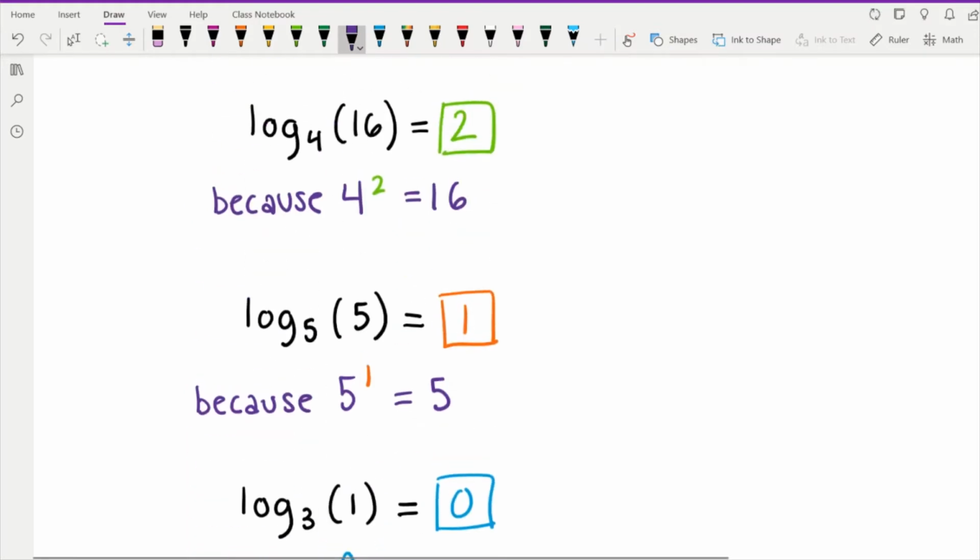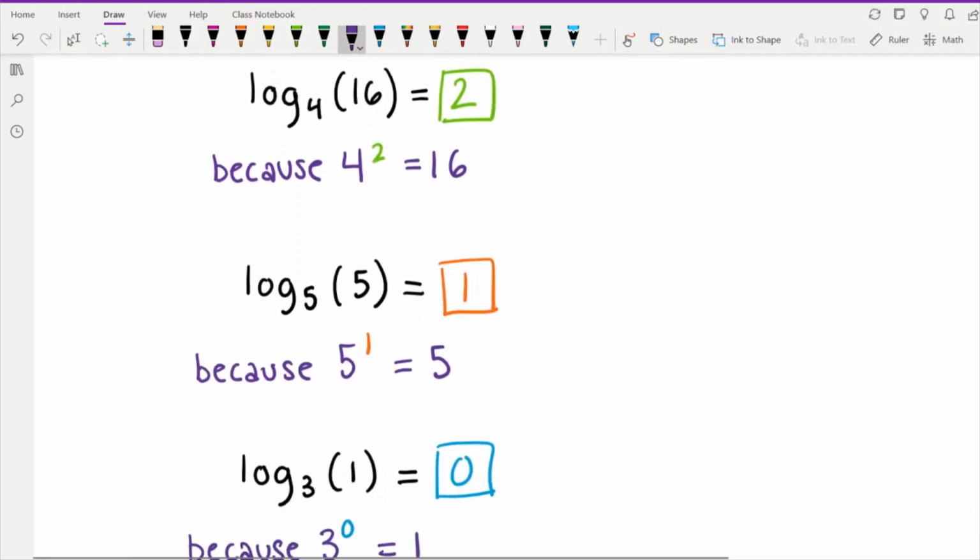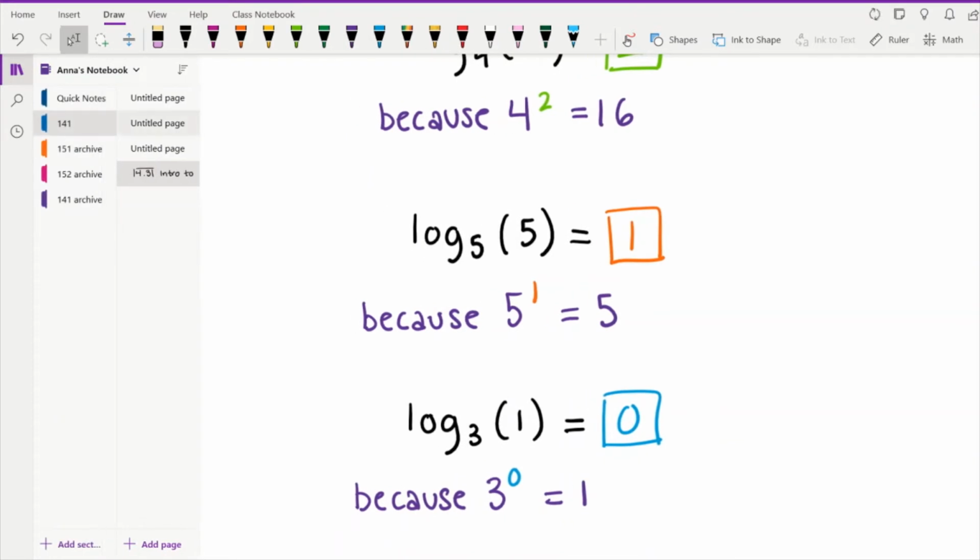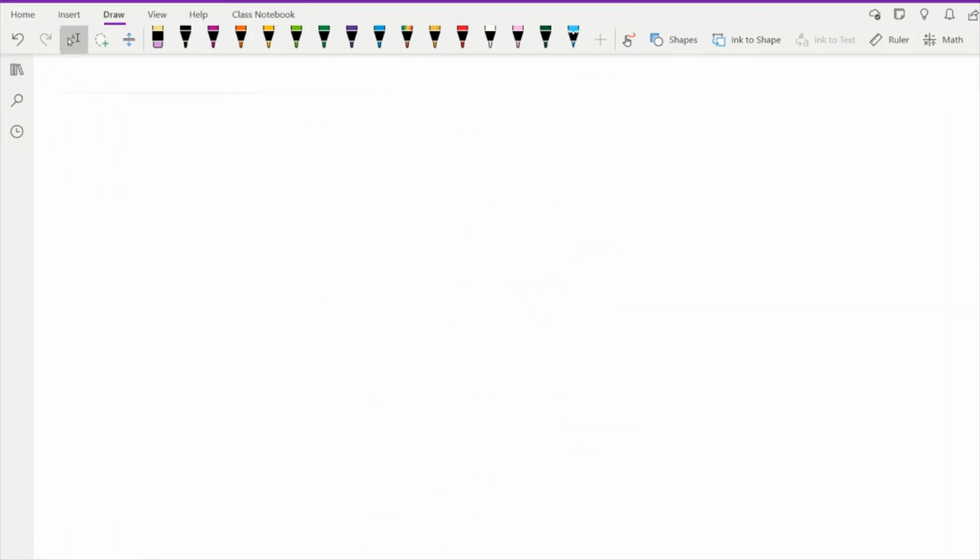Okay, so that's just some basic examples of logarithms. Now we're going to look at a couple more definitions that we need, and then after that we'll look at some slightly trickier examples. So these are going to be some special types of logarithms.